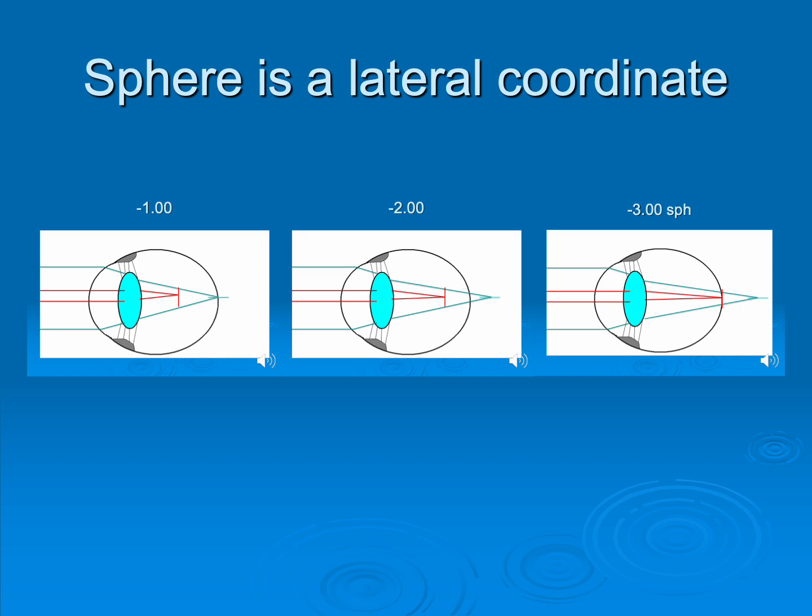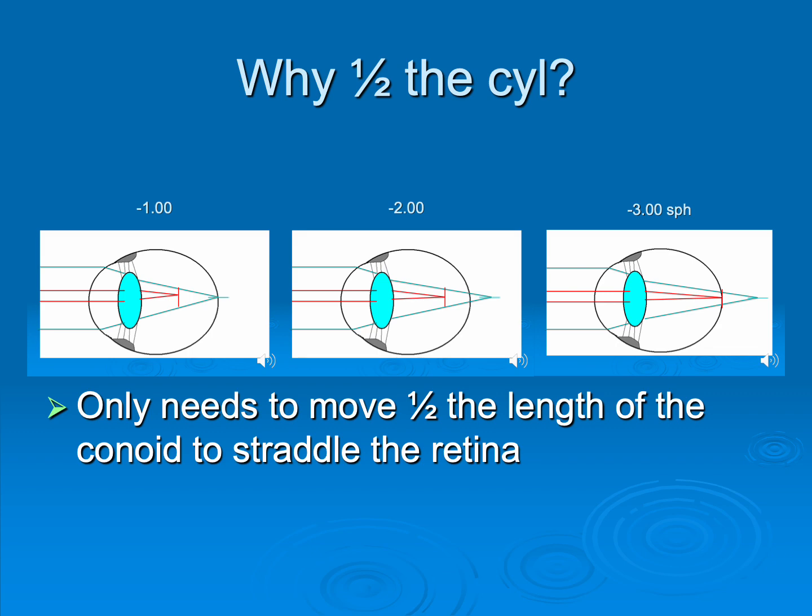Whereas the spherical equivalent, I used a -2 so that I could get 1/2 of the conoid inside the eye and 1/2 of the conoid outside. And the big question was, why half the cylinder in spherical equivalent? This is why. Because I only need to move it laterally 1/2 the length of the conoid. I don't have to move it the full length, or else I'm going to be a -3. I just want to move it halfway outside, halfway inside. So remember, spherical equivalent, we're only going to use half the cylinder because we want half inside, half outside.